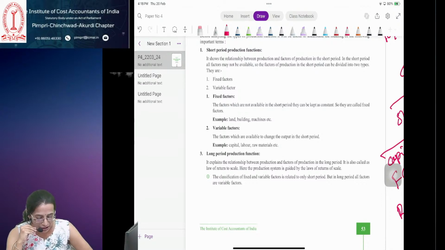Long period production function explains the relationship between production and factors of production in the long period. It is called the law of returns to scale. Here the production system is guided by the law of returns to scale. The classification of fixed cost and variable cost is only related to the short period. We discussed, right? Short period has fixed cost and variable cost, but in the long period, all factors are variable.